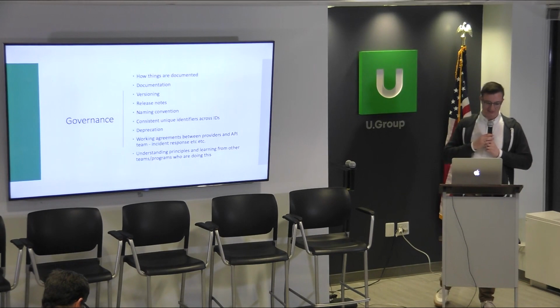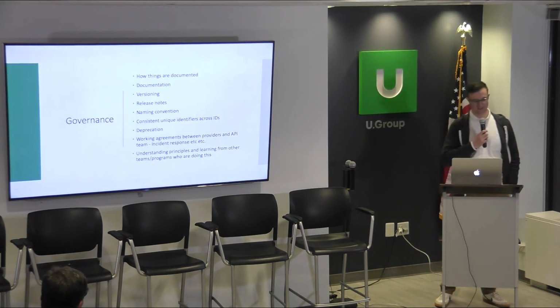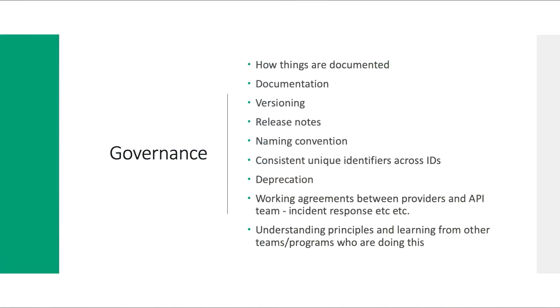So what is API governance? It's a lot of things, as you can see. It's how things are documented, where that documentation is stored, how do you handle versioning, how do you handle updates and releases and communicate that to people, how do you name things, what do you use as your consistent unique identifiers, right? Is it an integer ID? Is it a UUID? Is it someone's social security number? Is it their veteran ID or their TIN or their MPI or whatever, depending on what you're using within a specific agency?